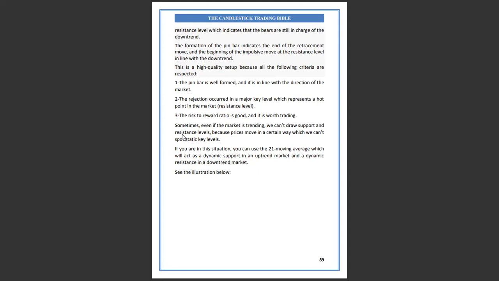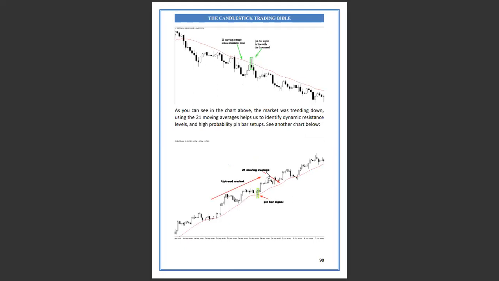But let's continue. Sometimes even when the market is trending, we can't draw support and resistance levels because prices move in a certain way where we can't spot static key levels. In that situation, you can use the 21 moving average, which will act as dynamic support in an uptrend market and dynamic resistance in a downtrend market. Okay, you can see the moving average.